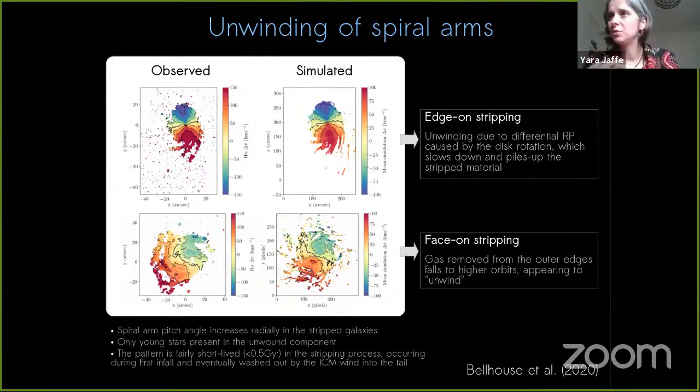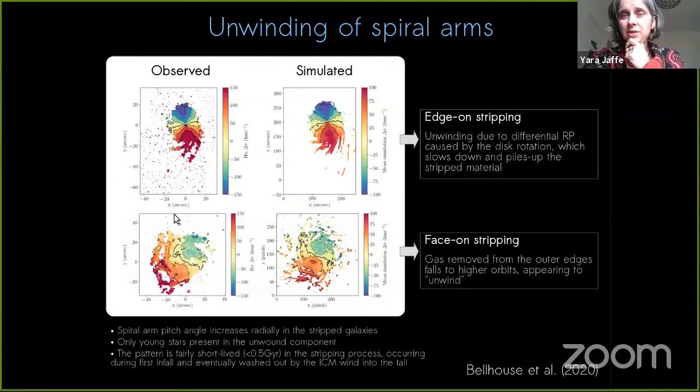We did some simulations to understand exactly what is happening. And in the simulations, we looked at essentially two cases with some variation. So edge-on stripping, where the galaxy falls edge-on towards the cluster center, and face-on stripping, where you have a face-on encounter between the galaxy disk and the intracluster medium. And in both cases, we see this effect of unwinding.